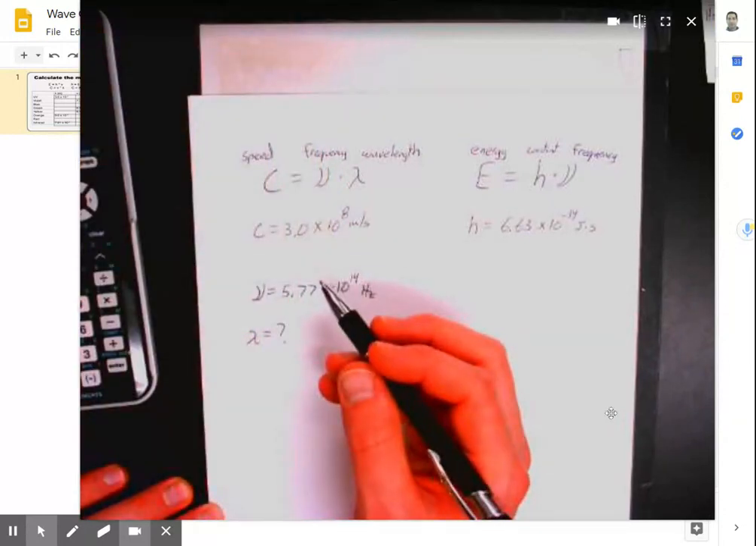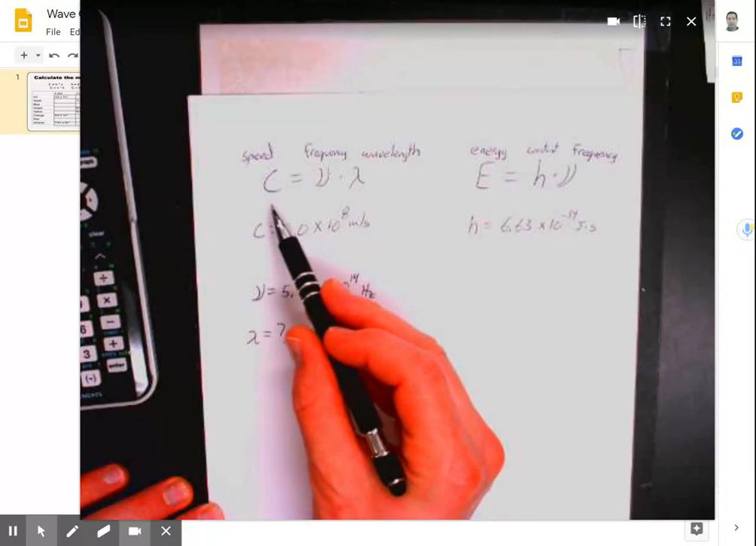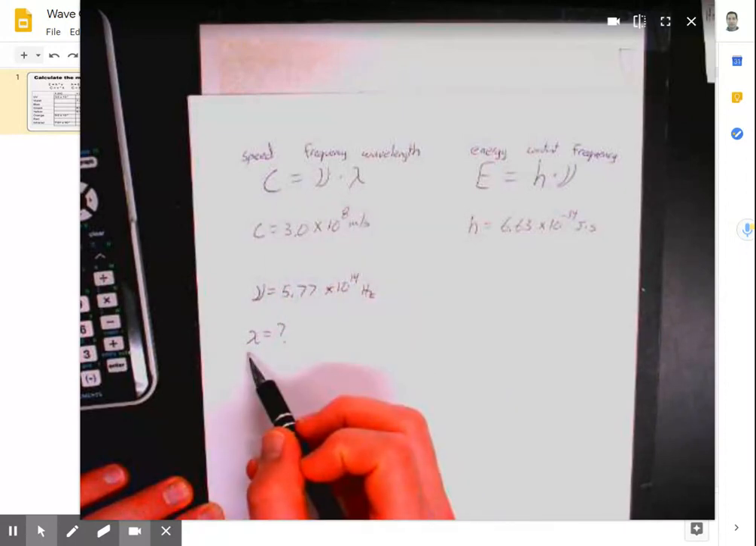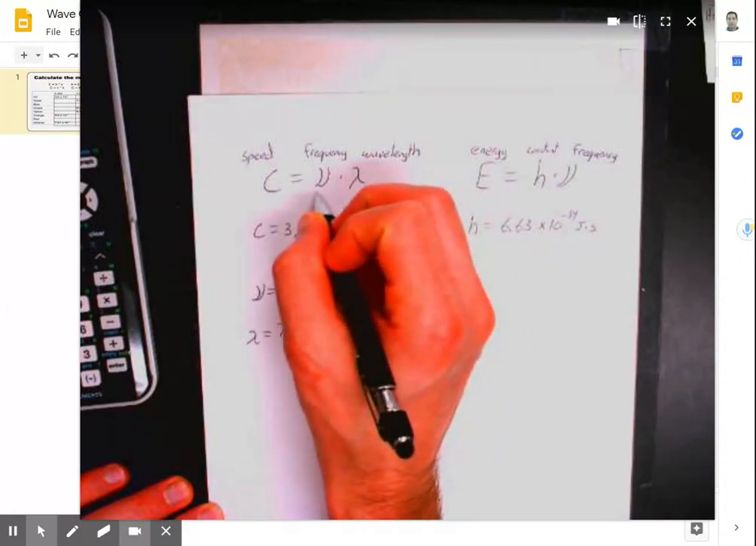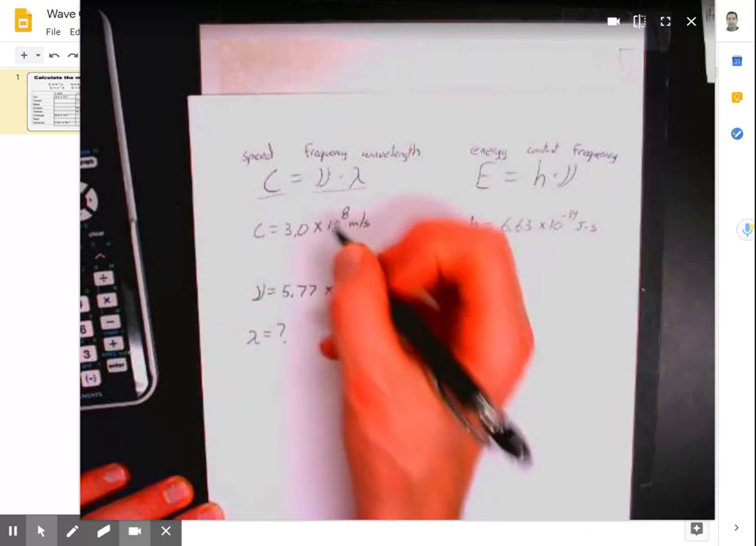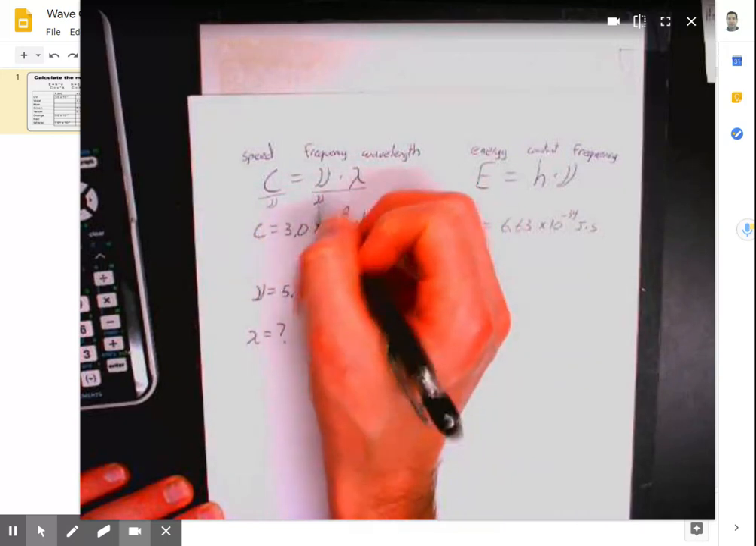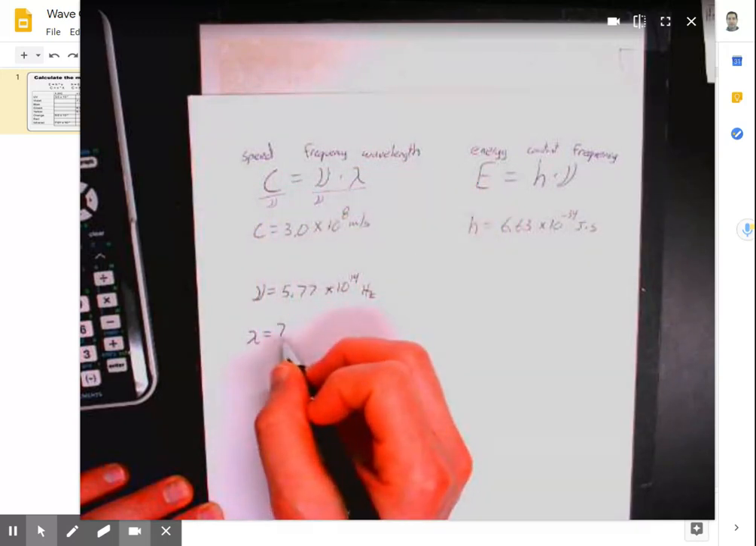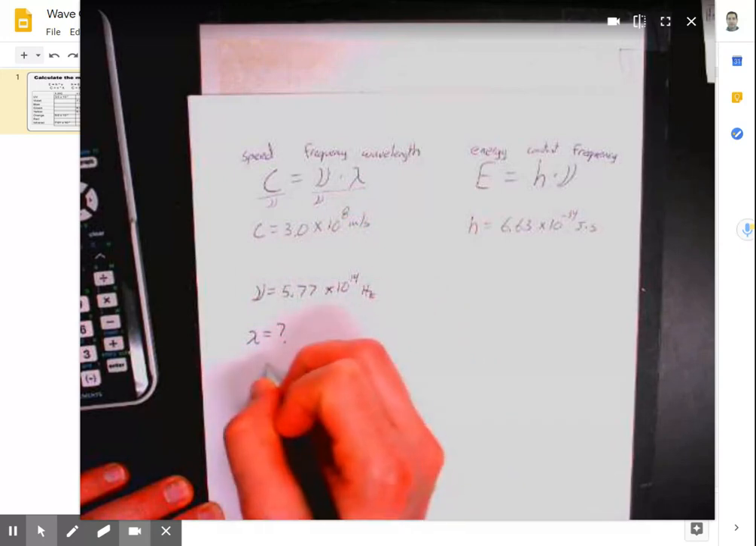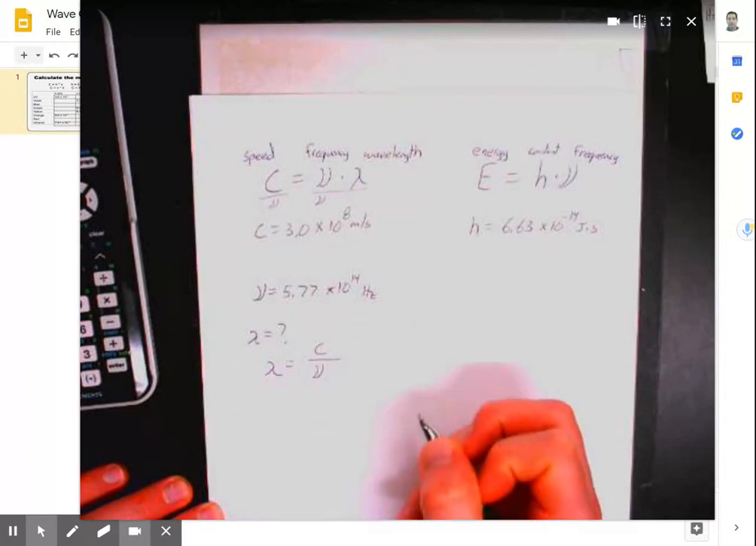So the equation that has those two things in it is this one right here. So if we solve this for wavelength, then we just need to move everything to the other side of the equation, just like you do in algebra. We're going to divide both sides by the frequency. And so the frequency here will cancel, and you'll see that the wavelength is really just equal to the speed of light divided by the frequency.